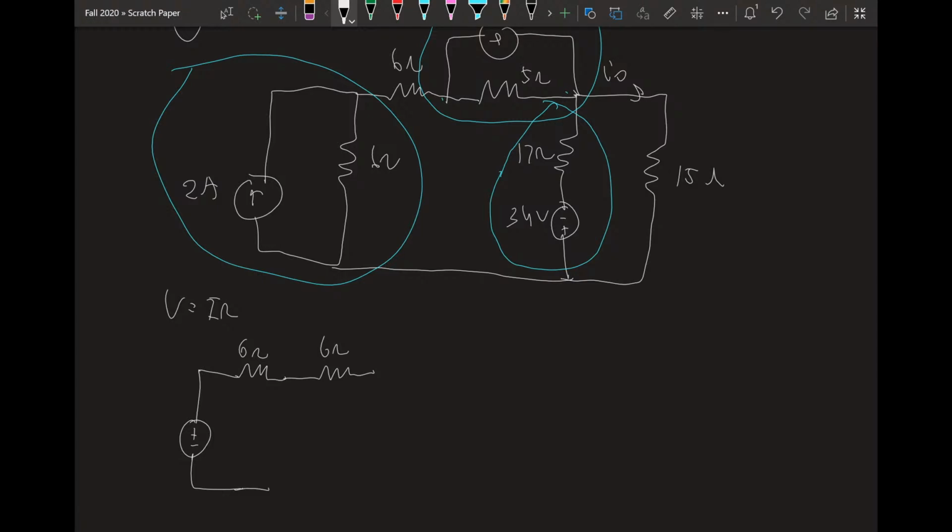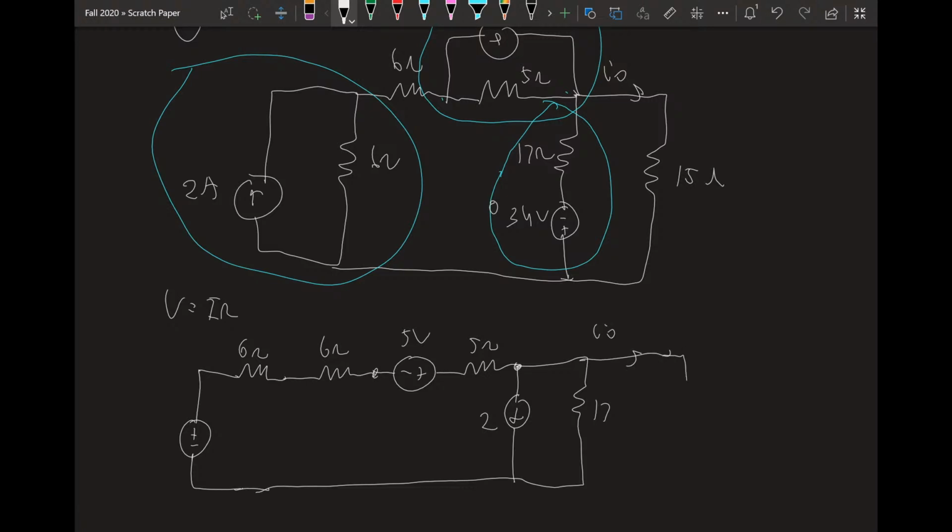The top source transformation pair, we're going to transform into a voltage and a resistor in series over the same terminals. This voltage is going to be I times R, so 1 times 5, over these terminals. And on the bottom source transformation pair, it's going to be a current source and a resistor in parallel over those terminals. So we have 17 ohms over here, and we get the current by V over R. 34 over 17 is 2. And then I_O is still over here, and we still have this 15 ohm resistor on the right.